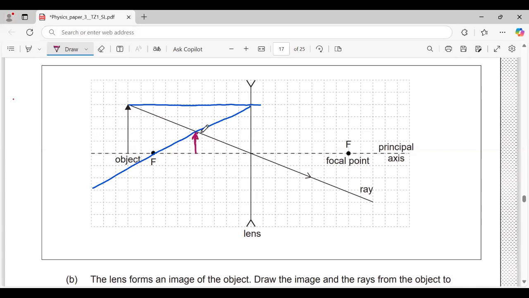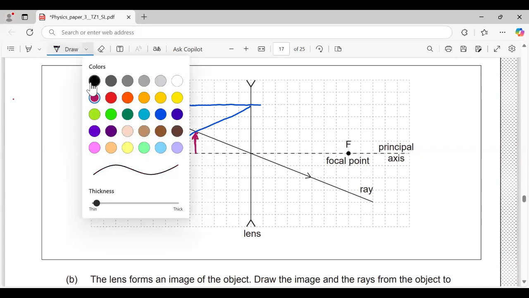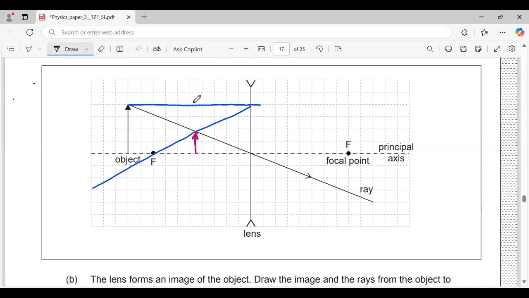Okay. Next, I will continue with the next ray. The next ray goes from the image towards the lens, and then from the top of the object towards F, through this point. So that's the rays and the image.